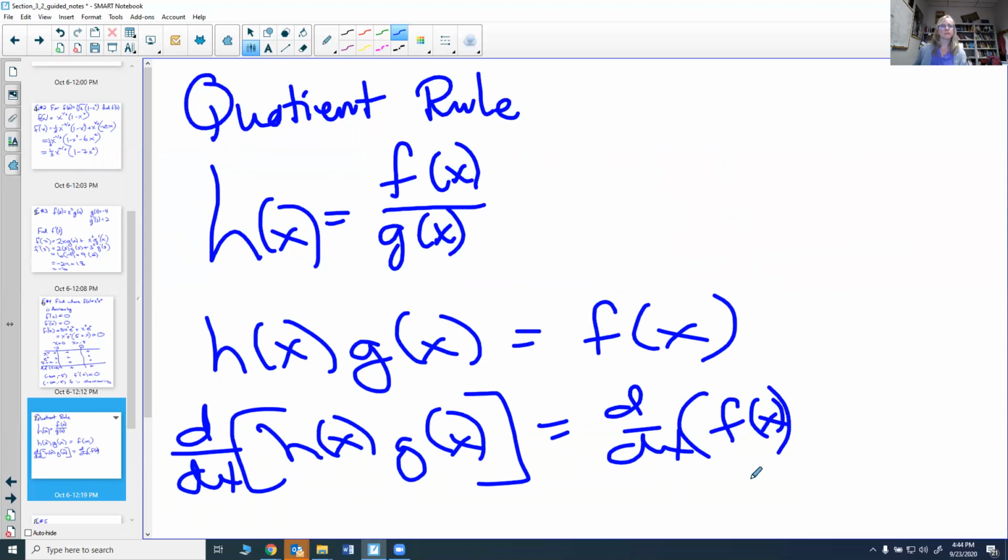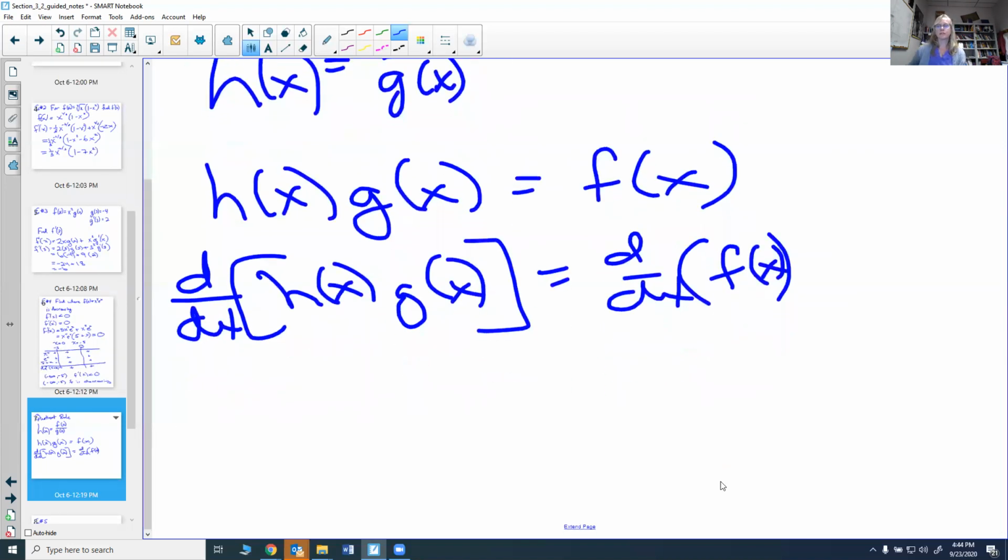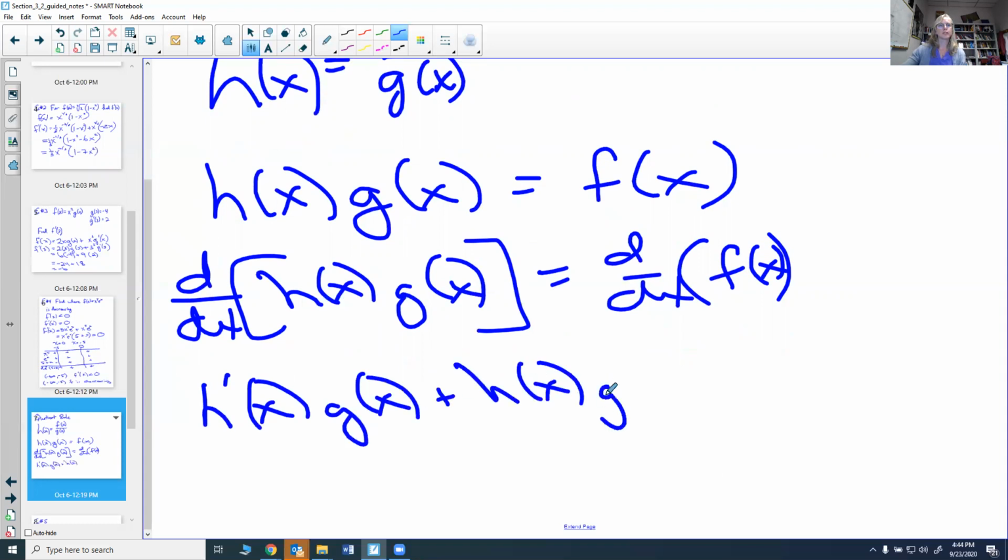Okay? So now that I've done that, I have h of x times g of x, a product here. So the derivative is the derivative of the first, h prime, times the second, plus the first, h of x, times g prime. This other side is just going to be the derivative of f. Okay, well, that's kind of cool. Now I've got that. I did want to know what h prime was.